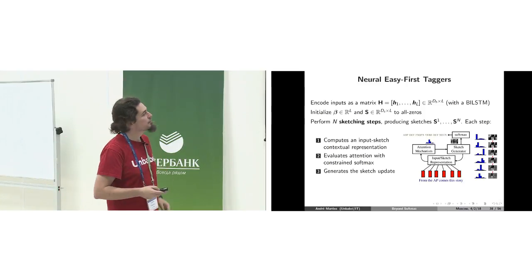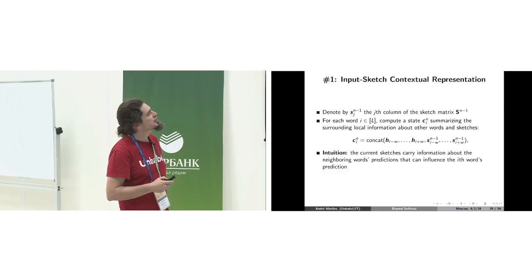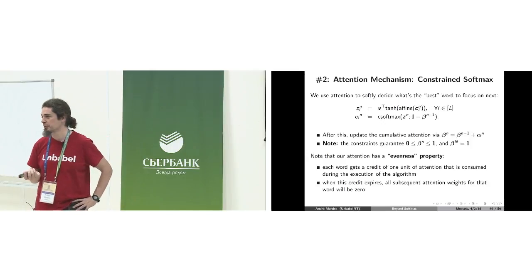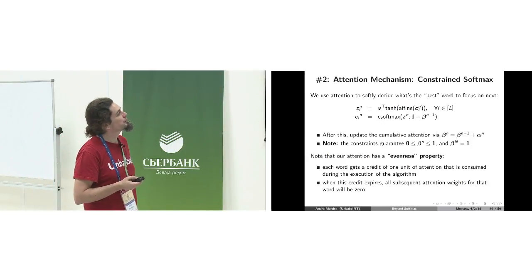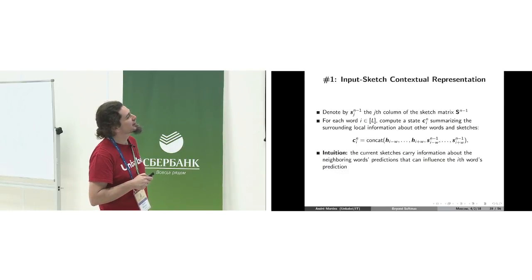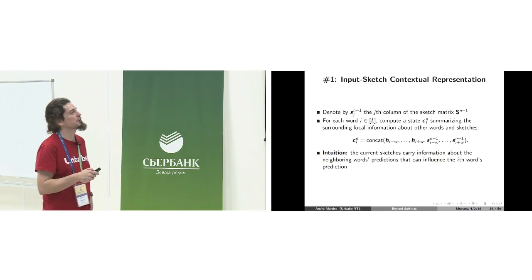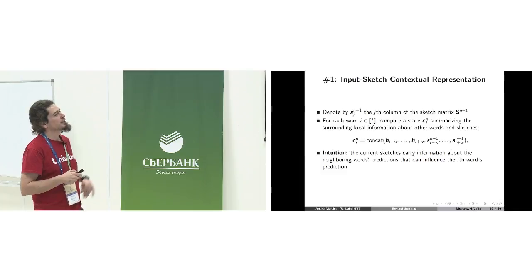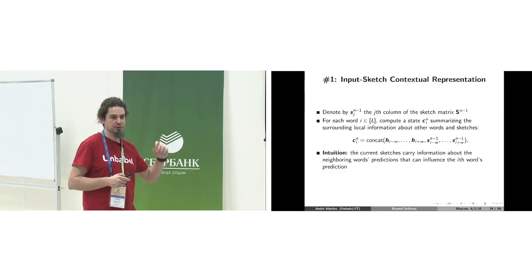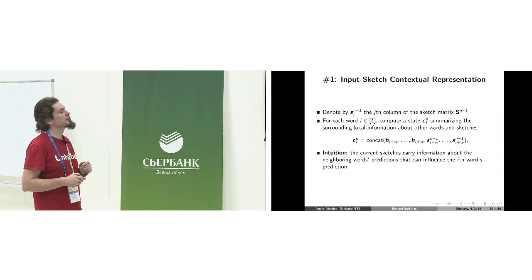I'm going to skip this first part because we might not have a lot of time. I'm going to jump to the interesting part, which is where we use the constrained softmax. Actually, I think I still need this. So let's denote the columns of the sketch matrix by small s. s_j is the jth column, and n denotes the sketch step, so each iteration of this algorithm.